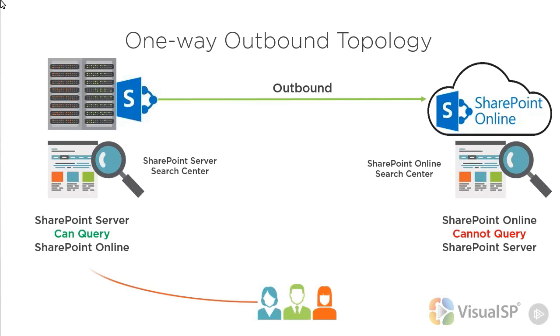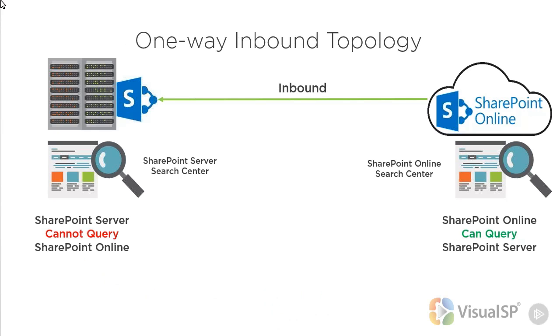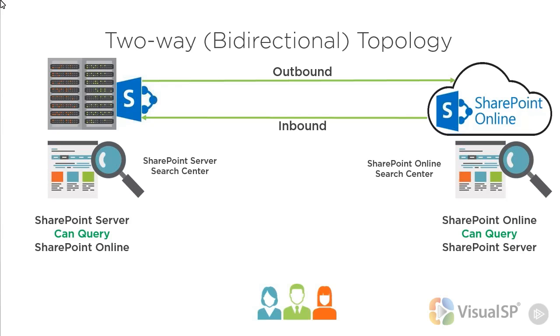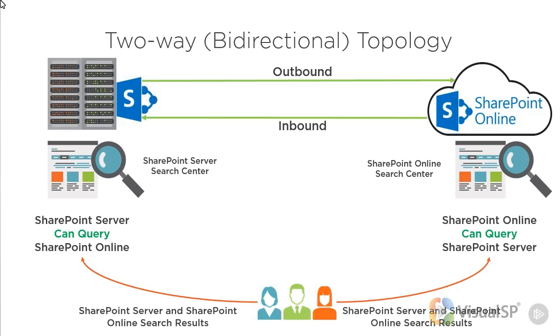The third and final topology is called the two-way bidirectional topology. And I think this is pretty easy to guess. It means that it's a combined outbound and inbound topology. So SharePoint Server can query SharePoint Online, and SharePoint Online can query SharePoint Server. So a user can go to both systems and see the results from both systems at the same time.